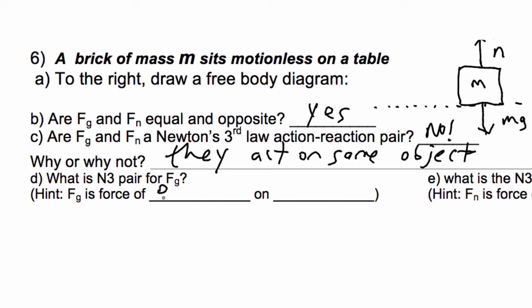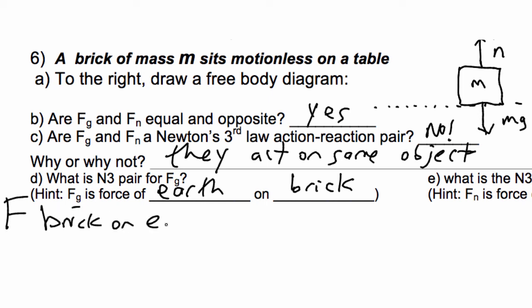Fg is the force of the Earth pulling on the brick. It's pulling down with force mg. So that will be the force of the Earth on the brick. The brick will pull upward on the Earth with the same force that the Earth pulls downward on the brick. So the Newton's third law pair is the force of the brick on the Earth. That is the force of gravity. The brick is pulling upward on the Earth.